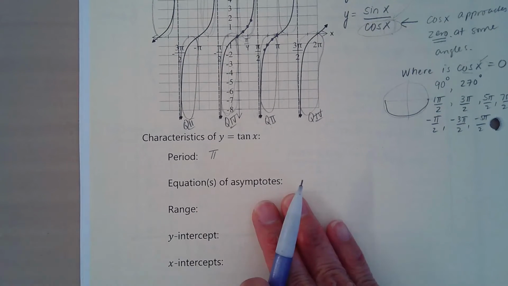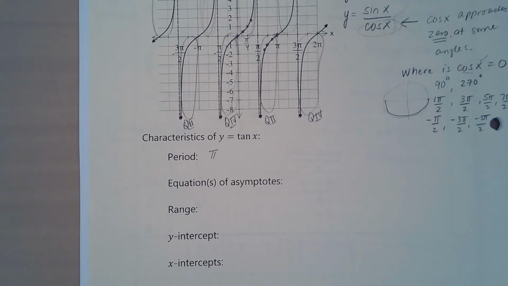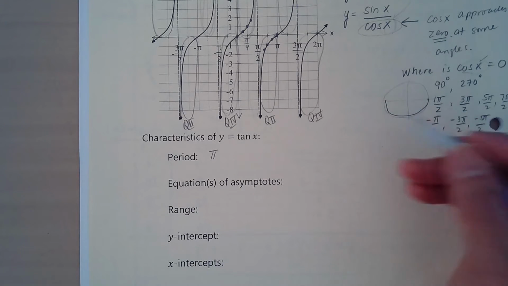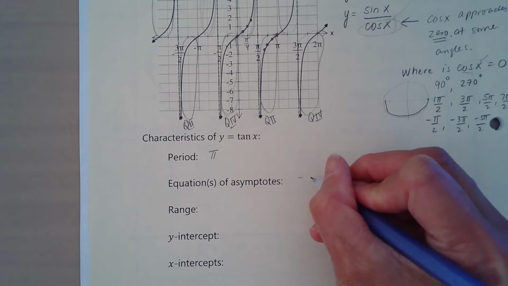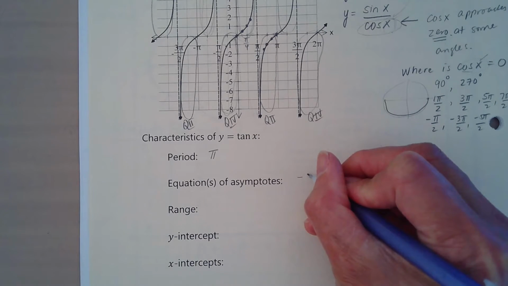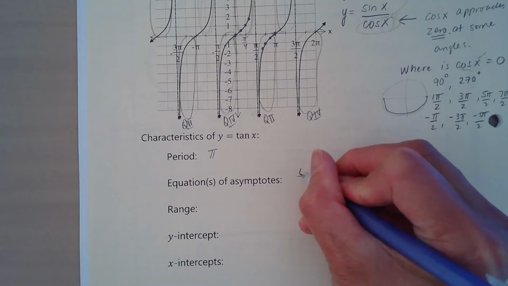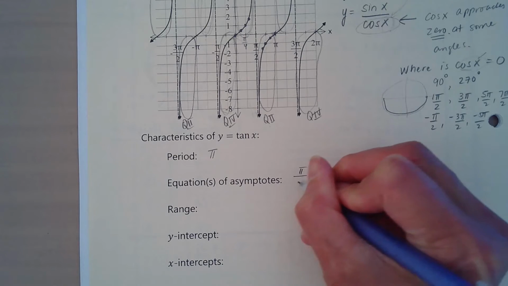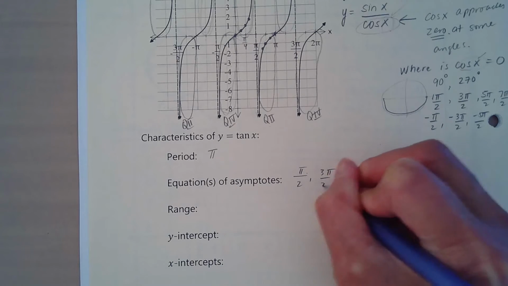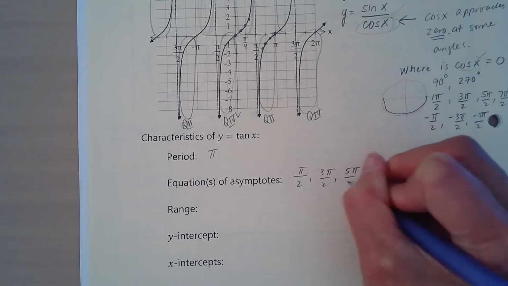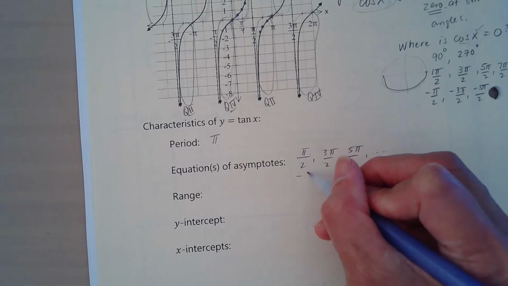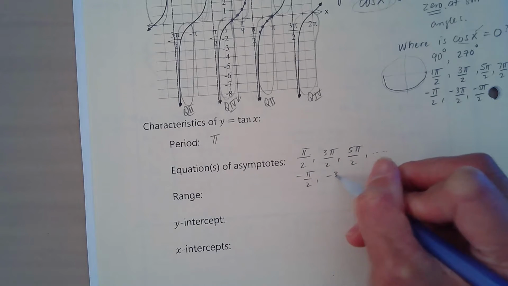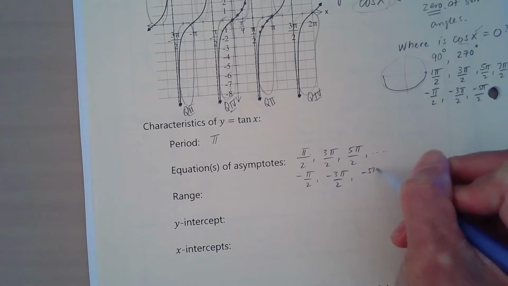What are the equations of the asymptotes? Okay, we've kind of discussed that already. In this case, it's going to be pi over 2, 3 pi over 2, 5 pi over 2, and then negative pi over 2, negative 3 pi over 2, negative 5 pi over 2.